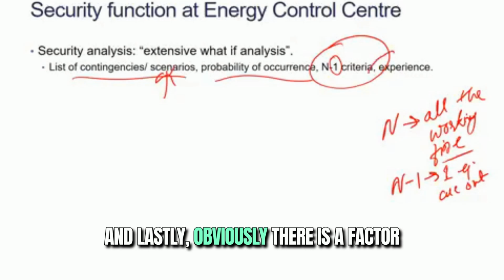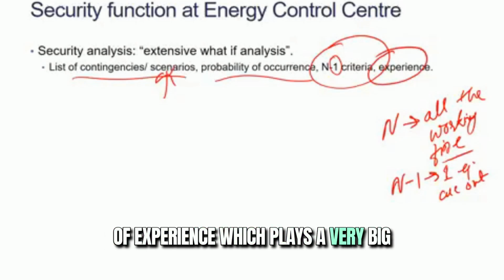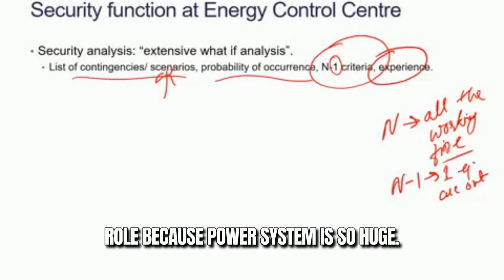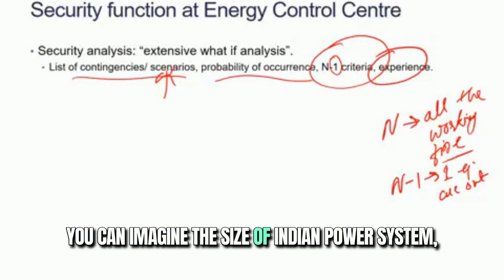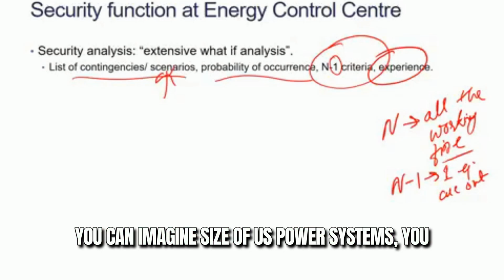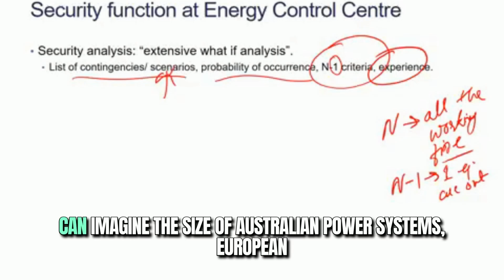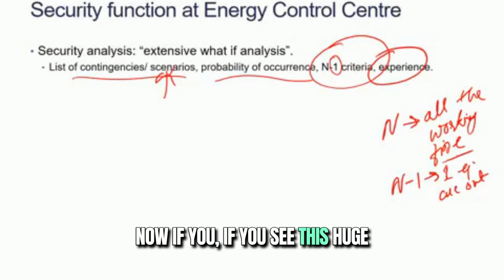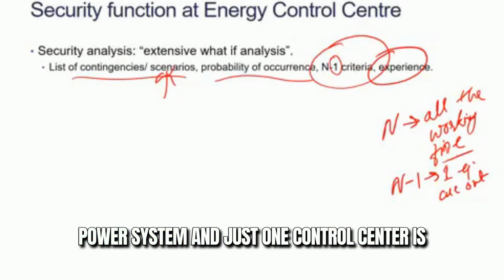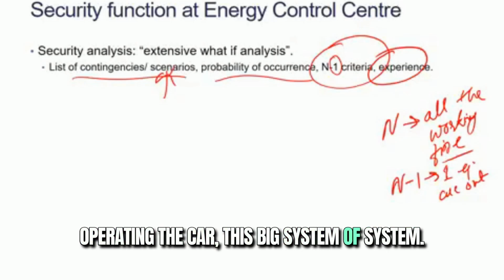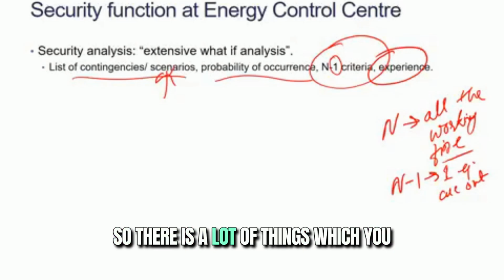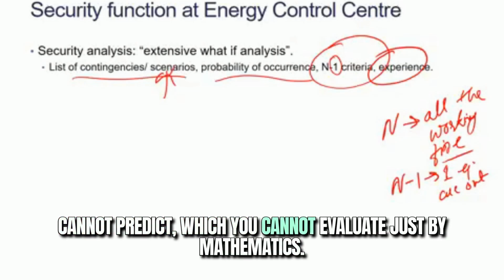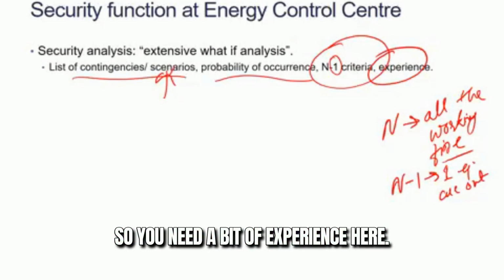And lastly, obviously, there is a factor of experience which plays a very big role, because the power system is so huge. You can imagine the size of the Indian power system. You can imagine the size of the US power system. You can imagine the size of the Australian power system, the European power system. They are really huge. Now, if you see this huge power system, and just one control center is operating this big system, there are a lot of things which you cannot predict, which you cannot evaluate just by mathematics. So you need a bit of experience here.